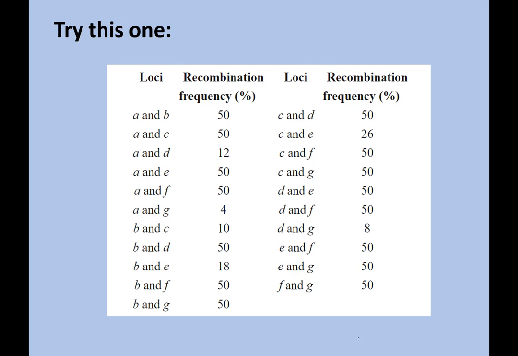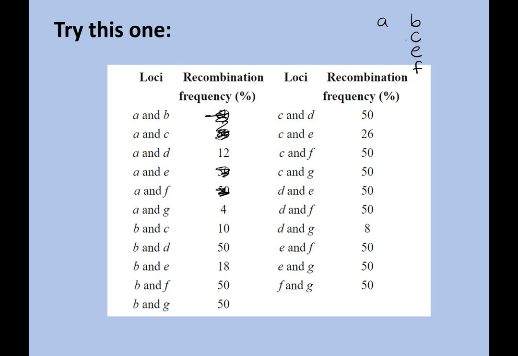All right. What do we know about these big old 50% recombination frequencies? It tells us the genes are not linked. It tells us the genes are pretty far apart. So what I'm going to do first is look at all the genes that are not linked. So for instance, A is not linked to B. And A is not linked to C, and I'm going to cross these off as I go. And A is not linked to E, and A is not linked to F. So right now I have A and D are linked.